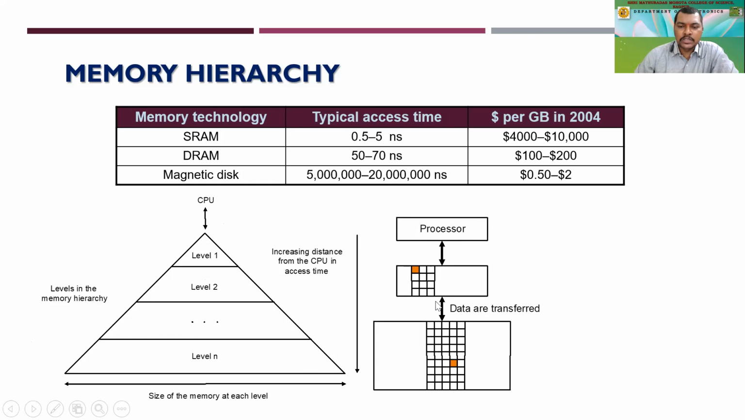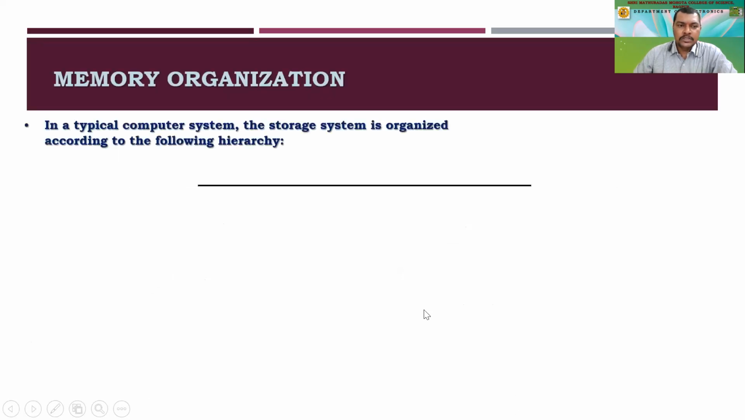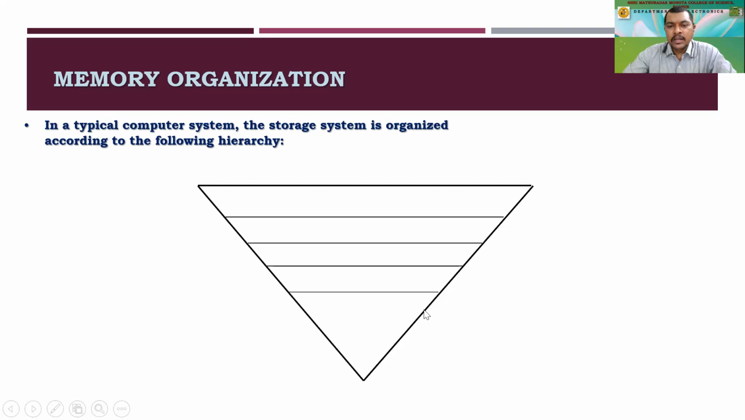It goes from the processor to the nearest memory devices, that is the cache memory and general purpose registers, and then to the main memory or the last level memory. There the data is being transferred, right? I will show you that hierarchy. So this is the computer. The storage system is organized according to the following hierarchy. So this is the hierarchy that we are expecting to take, and I guess it is visible.